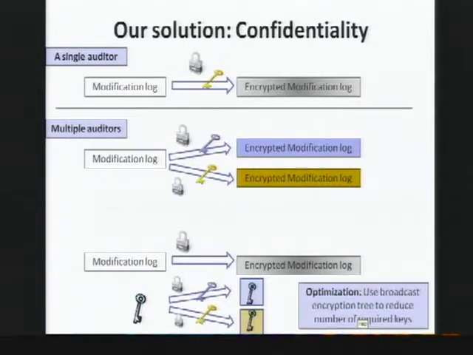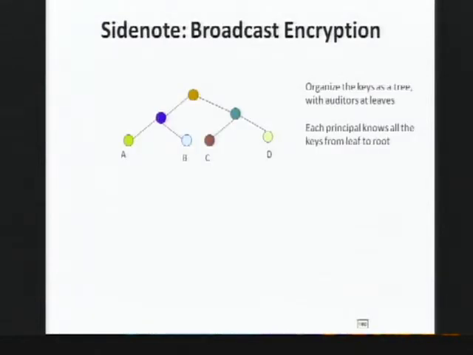We can also optimize further. If there are, say, 100 auditors and you trust 60 of them, does it mean we have to include 60 copies of the encrypted key? Well, no, we can use different optimizations like the broadcast encryption tree to reduce the number of keys you need to encrypt things. I'll just skip over this slide because we are running a little bit late.